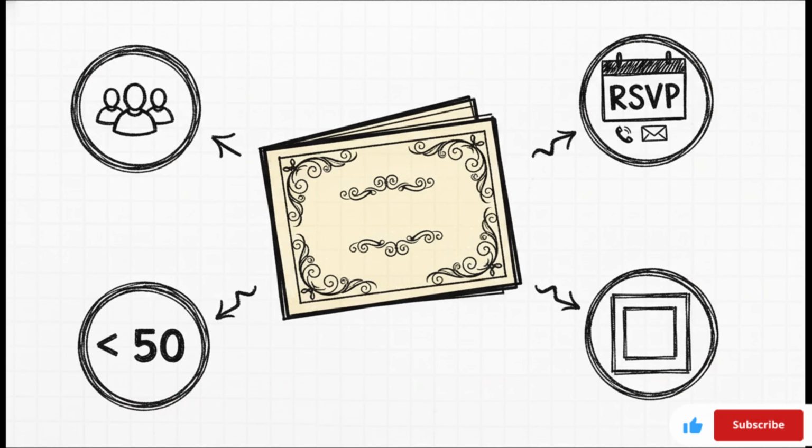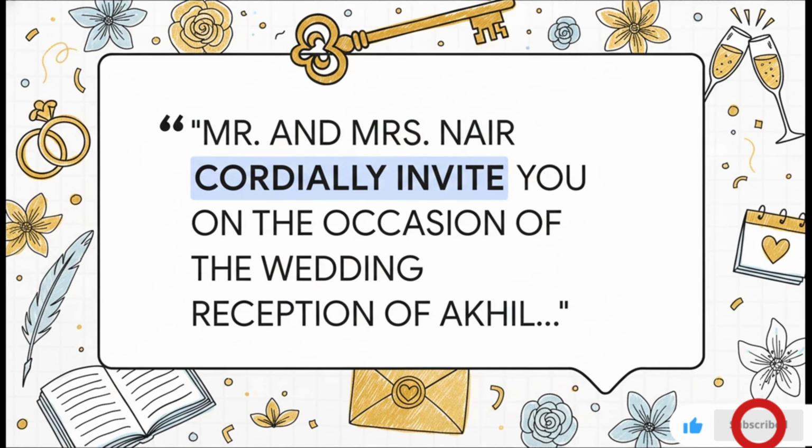Now, for the card format, the rules are just as simple. The big things to lock in your brain are always use the third person, keep it short and sweet, under 50 words is the sweet spot, and of course, include those RSVP details so you know who's coming. Here we can see those rules playing out perfectly. The host, Mr. and Mrs. Nair, is named in the third person, and the language is super simple and direct. It's elegant, it's clear, and it absolutely nails that formal card format.